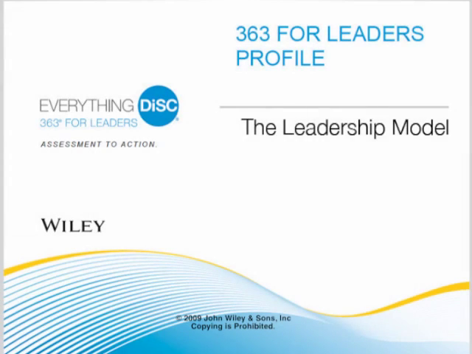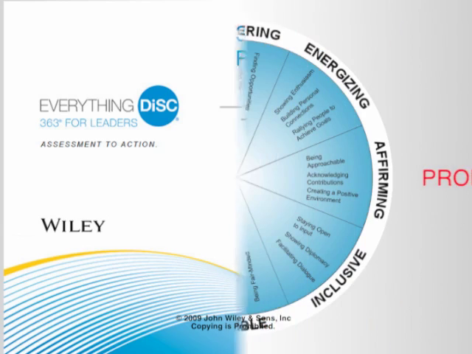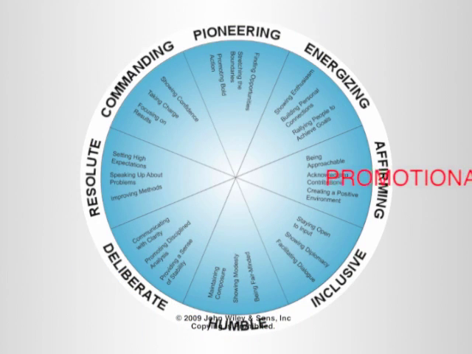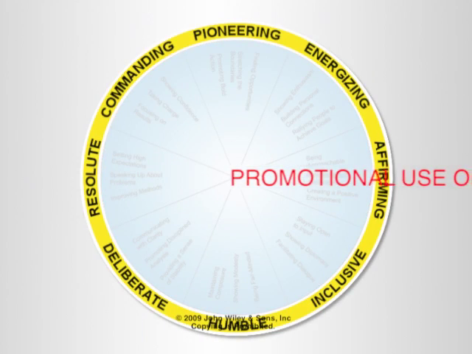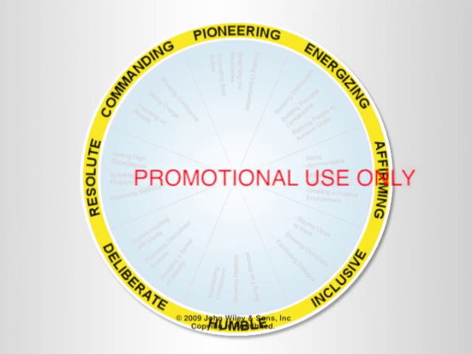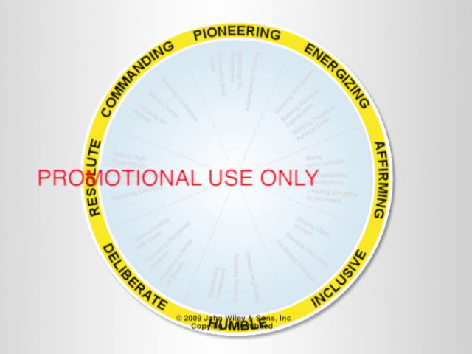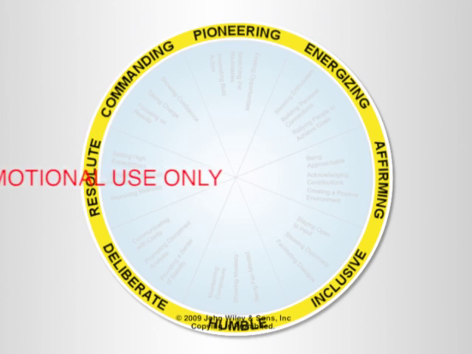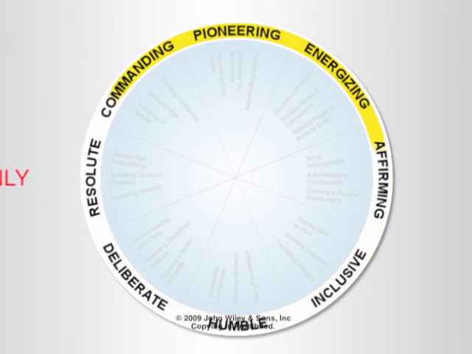This model is really the engine behind the whole 363 report. There are two basic layers. The first layer is the 8 approaches. Each of those represents a broad category of leadership, and they're not mutually exclusive. In fact, the approaches that are adjacent to each other have a lot more in common.